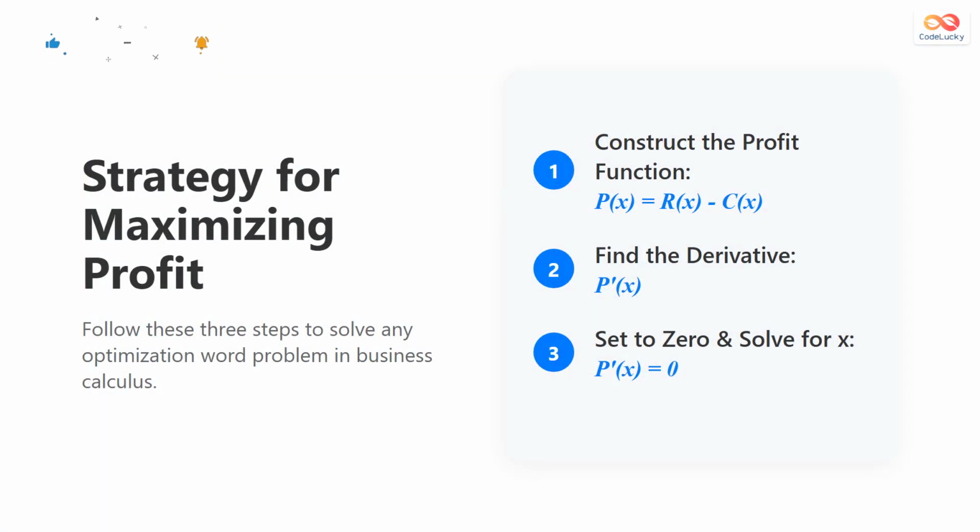Here is your 3-step strategy for solving these problems. First, construct your profit function by subtracting cost from revenue. Second, find the derivative P prime of x. Third, set that derivative equal to 0 and solve for x. This value of x gives you the optimal production level.